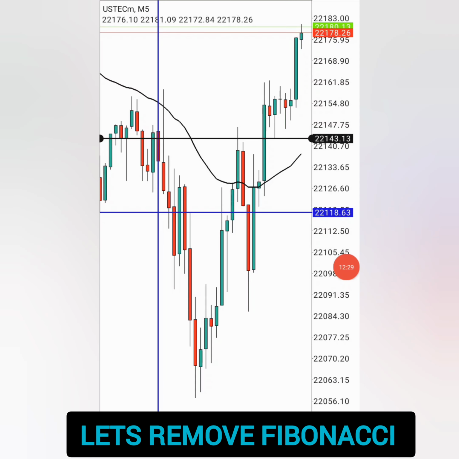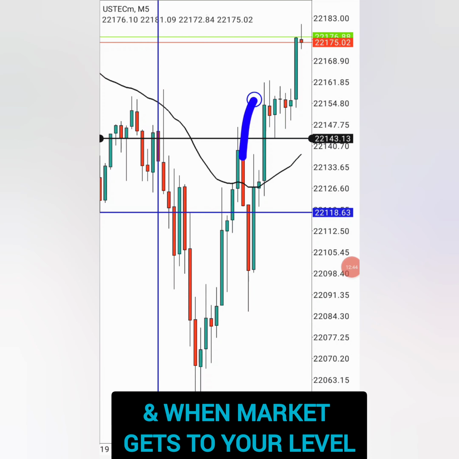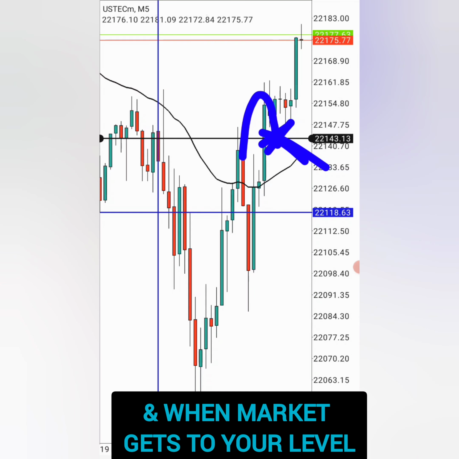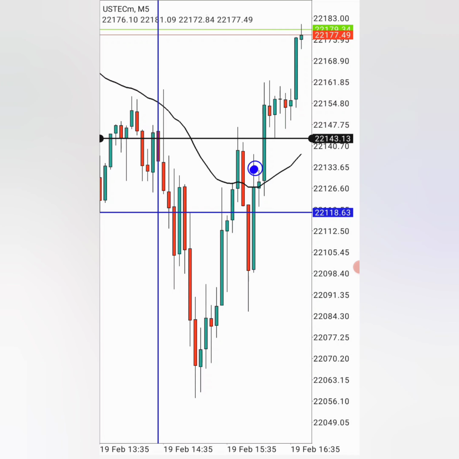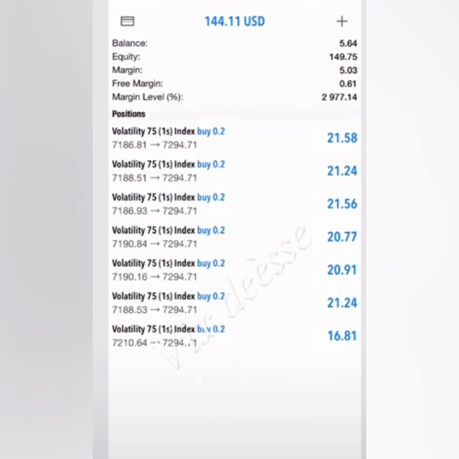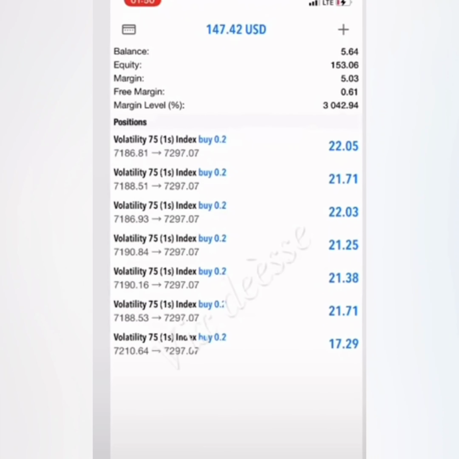Now let's remove the Fibonacci and see the market coming back to your entry level. And when the market gets exactly to your level, you now enter with full lot size. When the market shoots up like what it's doing right now, you'll be deep in profits. Now that you know this strategy, take this strategy and grow your small account into a big account.